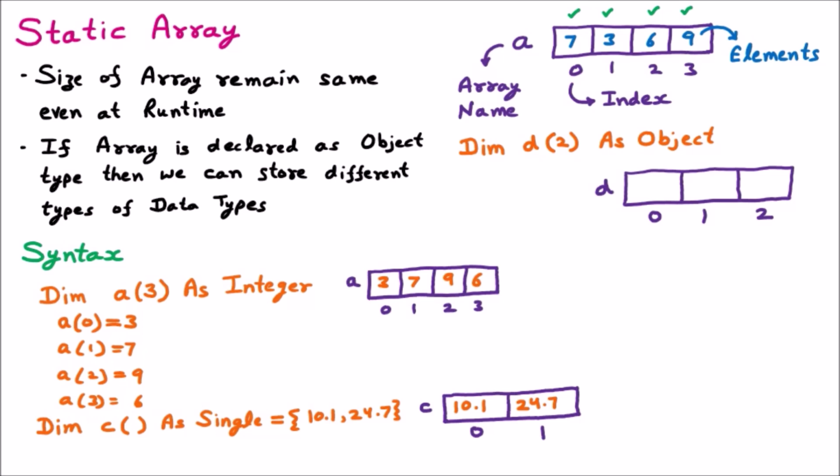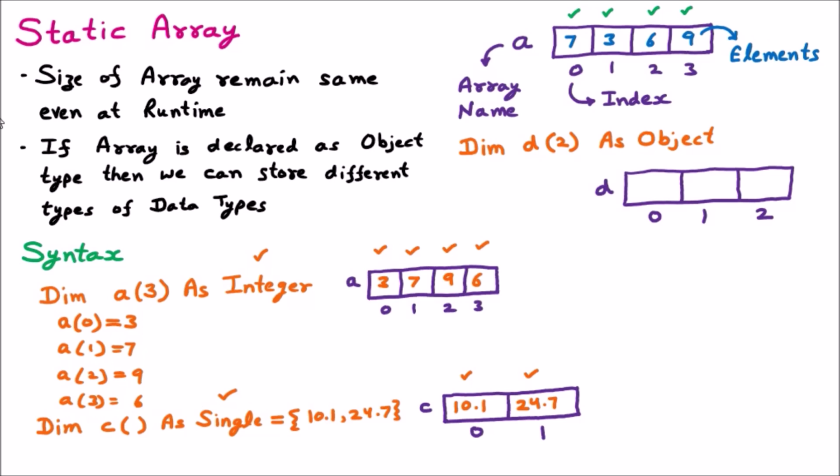Just like we know that whenever we have taken the integer, then only integer values we have taken, like 3, 7, 9 and 6. If we have taken the single and double, these are the floating point. So here we can see that only floating point is available. But if you talk about object, in the object we can take any of the data type.